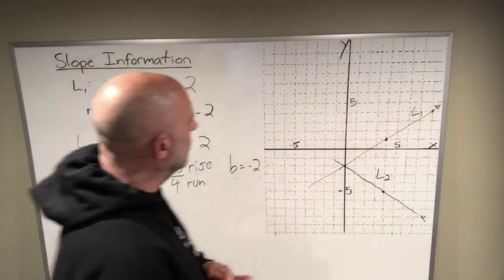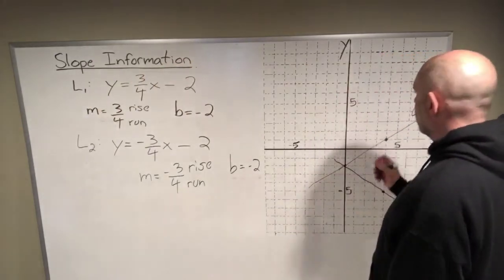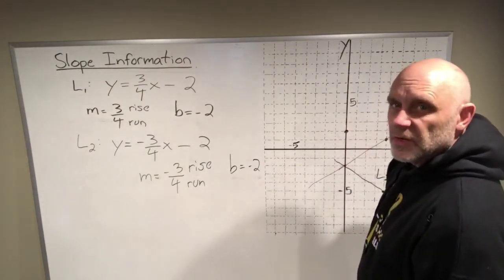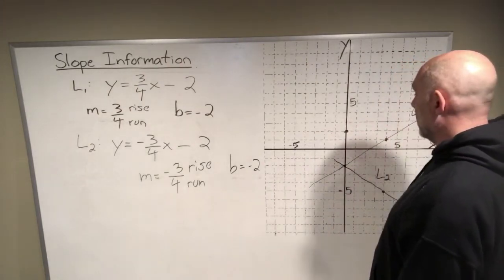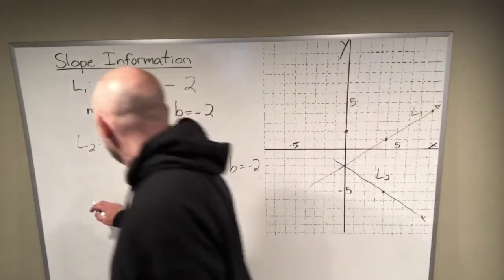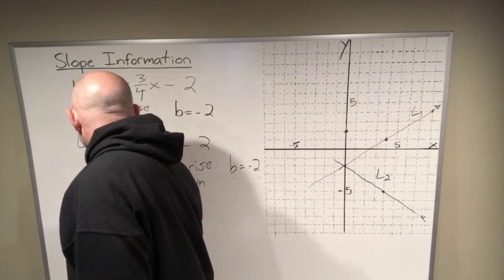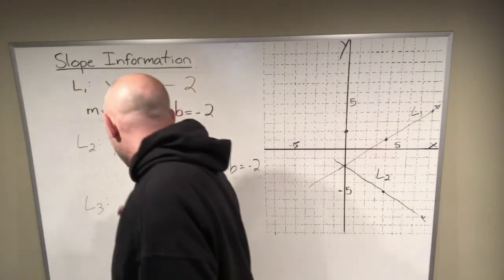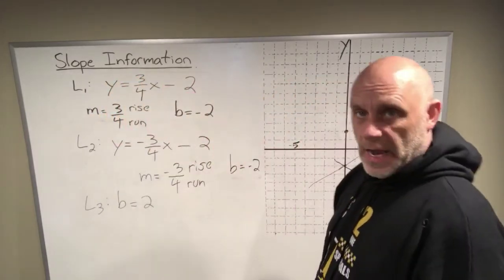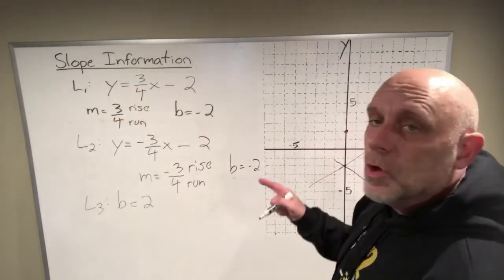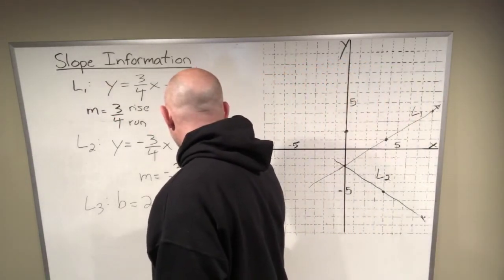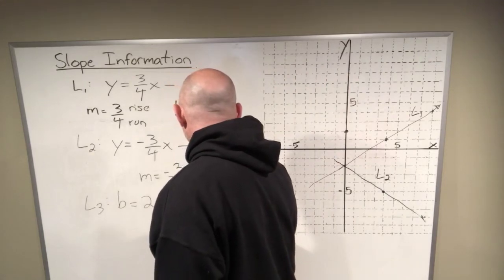Now, if I have another line, I'm going to choose a different y-intercept. I'm going to create a third line. It's going to have a different y-intercept. Let's say it's a y-intercept of +2, because we want to make the connections going forward and backwards. So I'm saying b is +2. And the slope is exactly the same as L1. So it's 3/4.